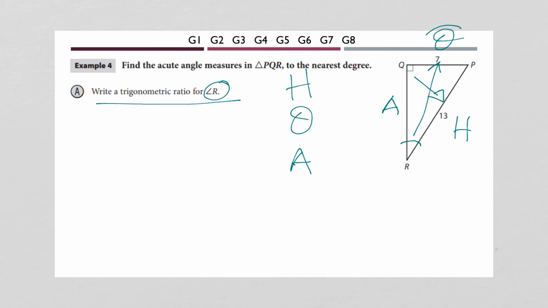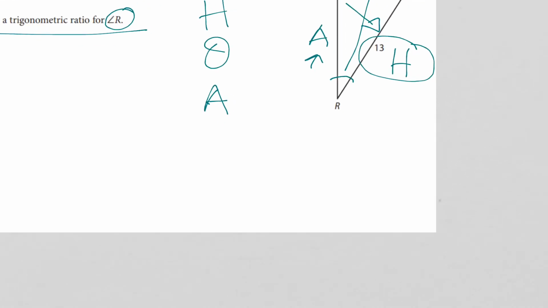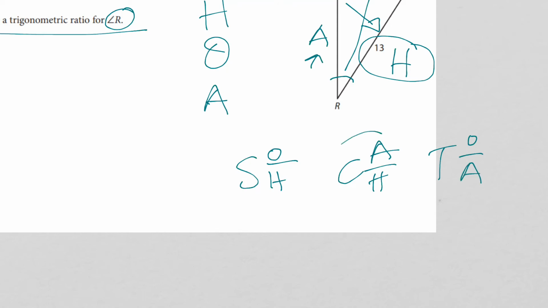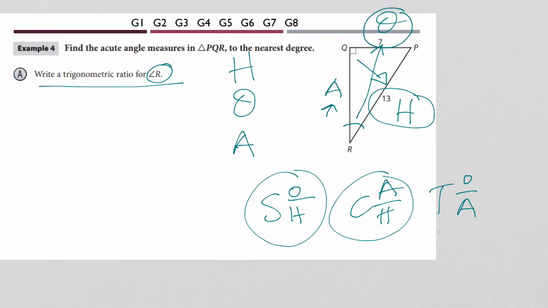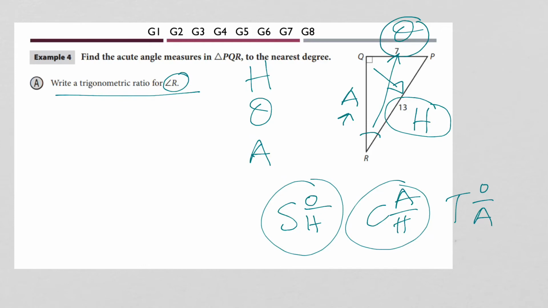Now we only know O and H. We don't know anything about the adjacent side. So, ka, toa. I'm only going to go based on sine and cosine because this is the lesson for sine and cosine. So I can't use cosine because I don't know anything about the adjacent side. They didn't tell me it's x. They didn't tell me it was y. They didn't tell me anything. I just labeled the side as A, so I can't use him. So I'm stuck using sine.